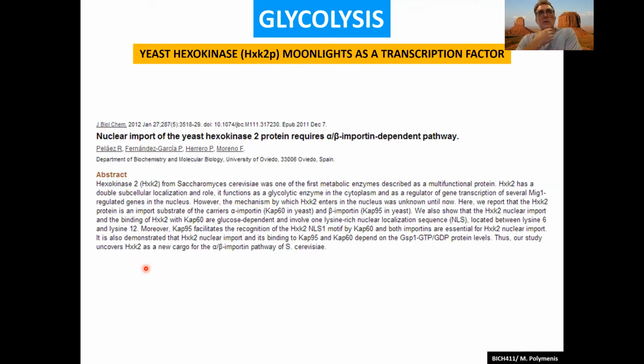and often they have functions that have nothing to do with the catalytic activity. We call them moonlighting functions, and they do something else. And we're going to see, for almost every single one of them, some of these moonlighting functions that have nothing to do with what we described as the phosphorylation, let's say, of glucose to glucose 6-phosphate in glycolysis. In this case, hexokinase 2 in yeast actually works as a transcription factor. It doesn't phosphorylate anything in the nucleus, but it goes in the nucleus and activates gene expression.